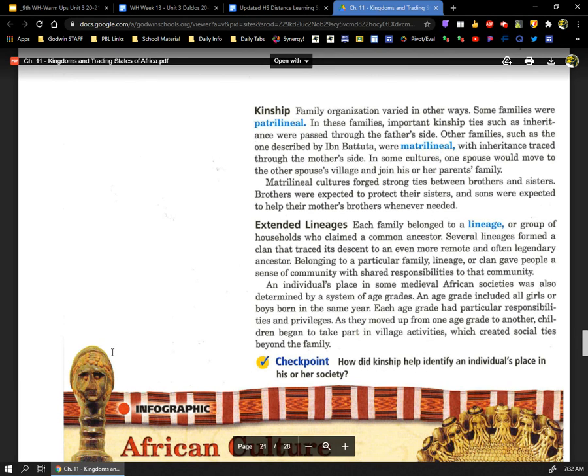An individual's place in some medieval African societies was also determined by a system of age grades. An age grade included all girls or boys born in the same year. Each age grade had particular responsibilities and privileges. As they moved up from one age grade to another, children began to take part in village activities, which created social ties beyond the family.